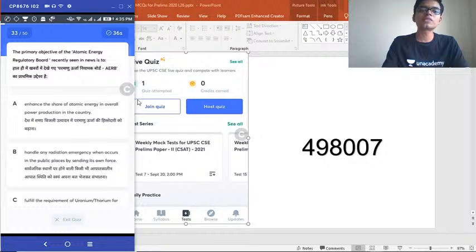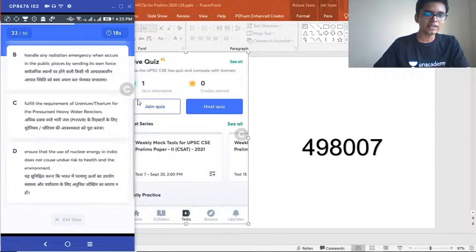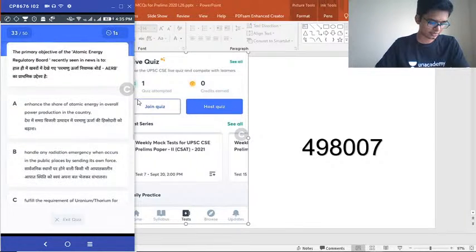33. The primary objective of Atomic Energy Regulatory Board, recently seen in the news, is to enhance the share of atomic energy in overall power production in the country, handle any radiation emergency when it occurs in the public places by sending its own force, fulfill the requirement of uranium or thorium for the pressurized heavy water reactors, ensure that the use of nuclear energy in India does not cause undue risk to health and the environment. Question number 33, last 3 seconds.